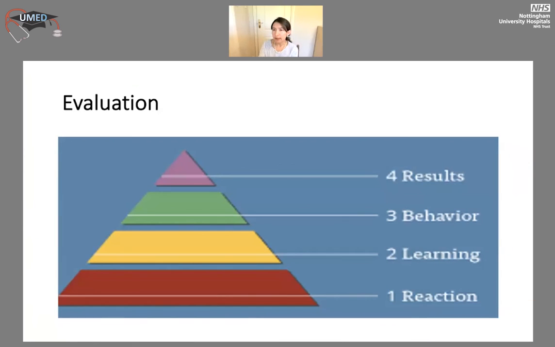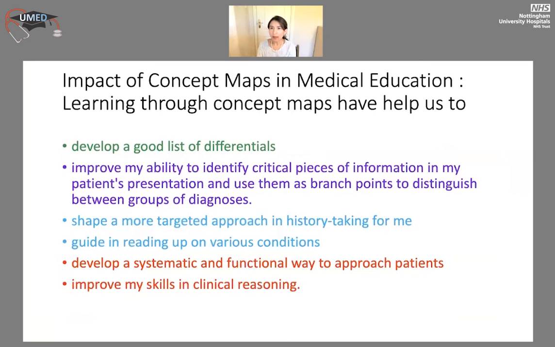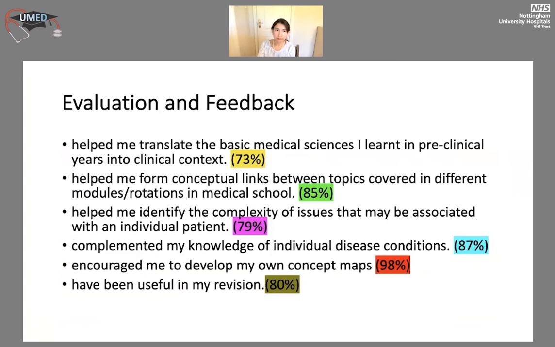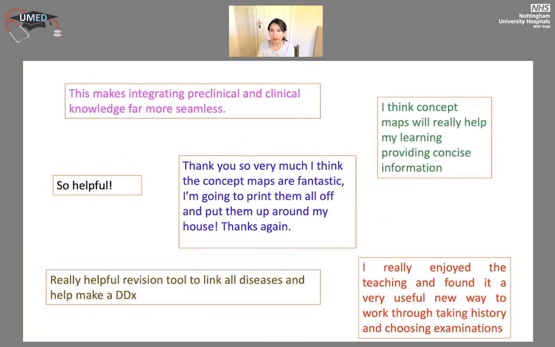Questionnaires were released to our first clinical year, CP1. We asked a series of questions, with 52 responses so far, and 100% of them agree or strongly agree with the following statements. Here are the comments from the responders.